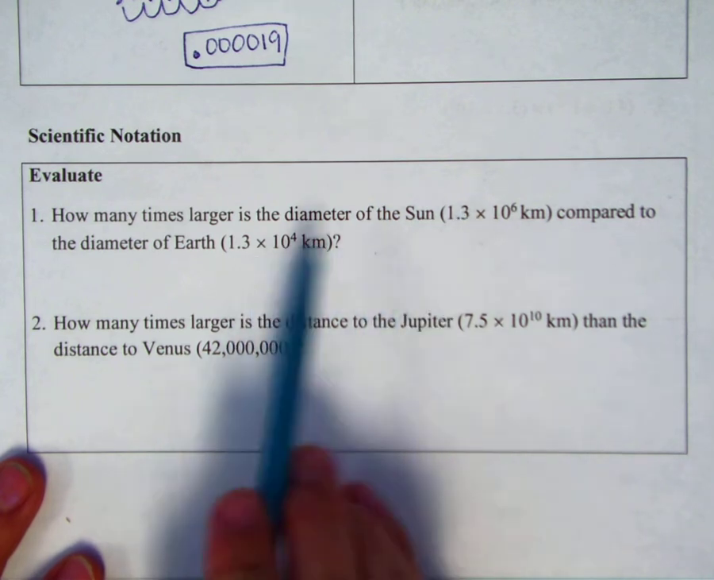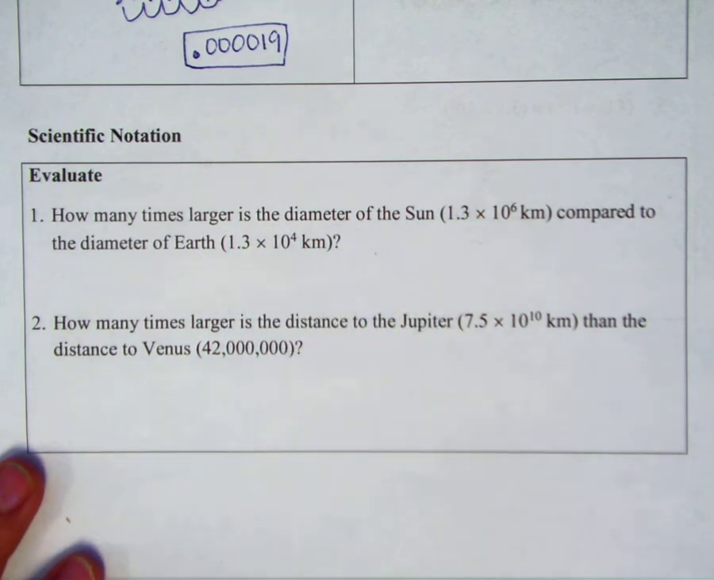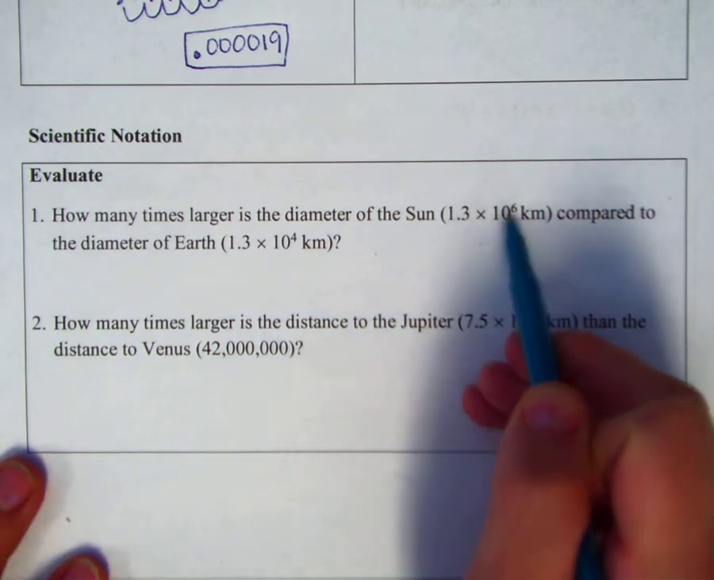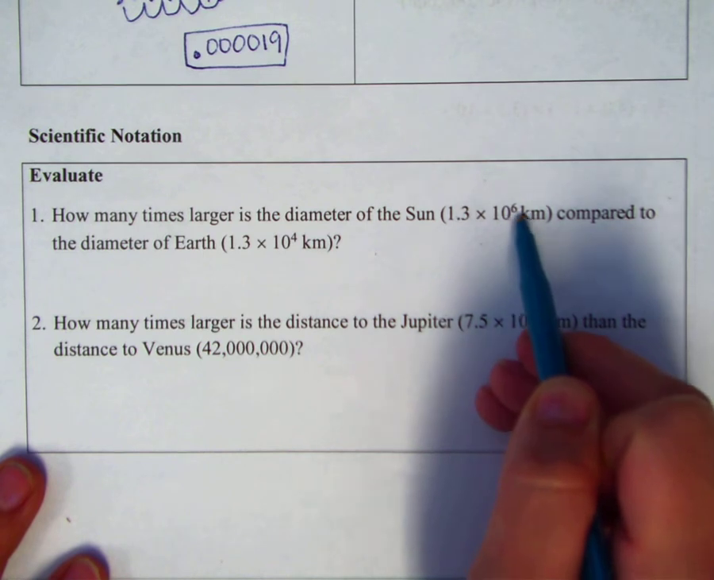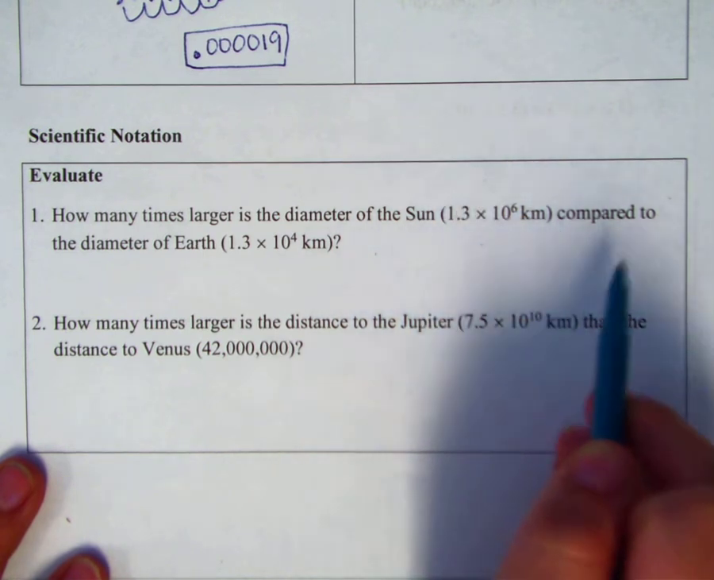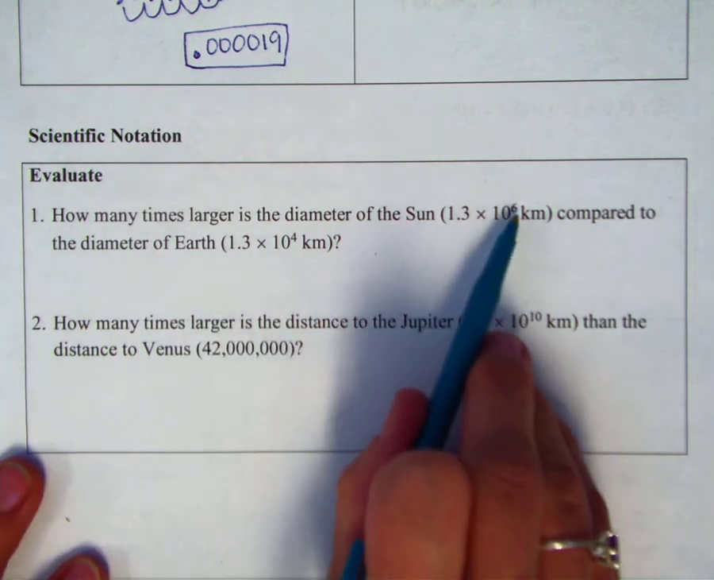Okay, so first when we look at them, we always know which one's bigger by which one has the larger exponent. So we notice this is 10 to the 6th versus 10 to the 4th. So we know this is the larger one, okay? Because the bigger exponent means I've moved my decimal over more places, which essentially makes the number bigger, okay?